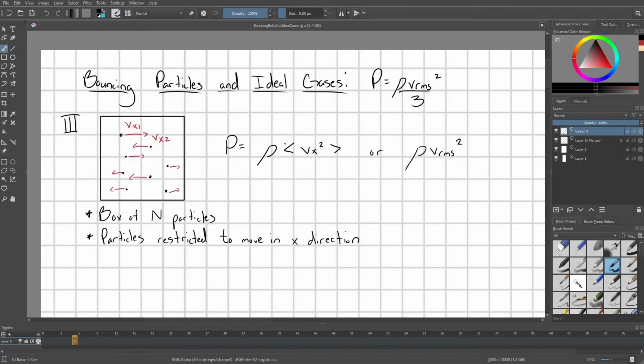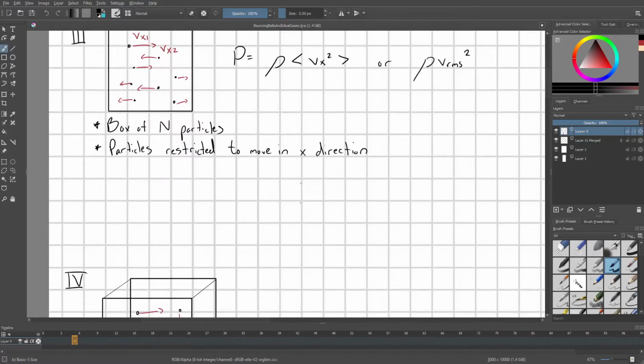Hey there! So this is part 4 of the Bouncing Particles in Ideal Gases set of videos where we're trying to build up to this idea that the pressure of an ideal gas is equal to its density times VRMS squared divided by 3. So in the last part, we determined that if we had a box of n particles and we restricted the motion of the particles to only move in the x direction, we could find the pressure on the walls of the box to be rho times the mean square of the velocities, which again, we're only restricted to be in the x direction.